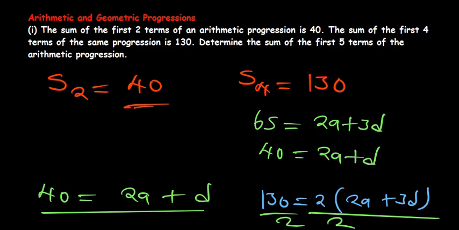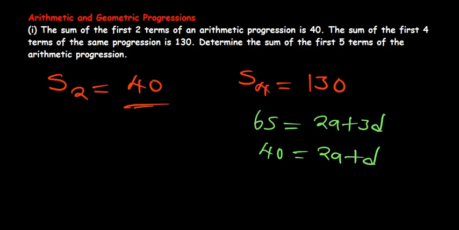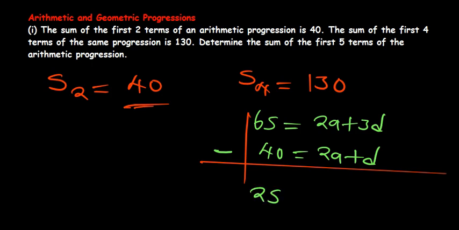You can solve using any simultaneous method that you know, either elimination or substitution. I'll just use elimination. It looks easier and straightforward here. Just subtract 65 minus 40, that will be 25. 2a minus 2a is 0. 3d minus d is going to be 2d. So therefore our d is going to be 25 divided by 2, which would be 12.5.